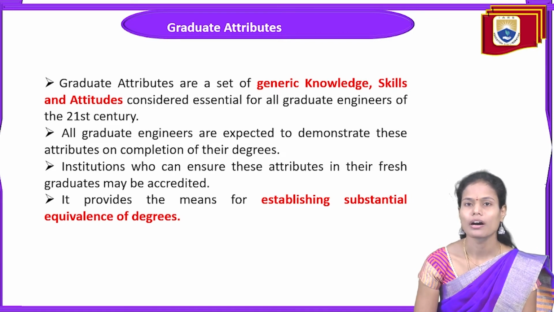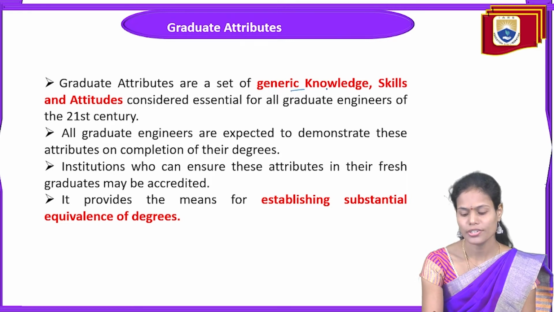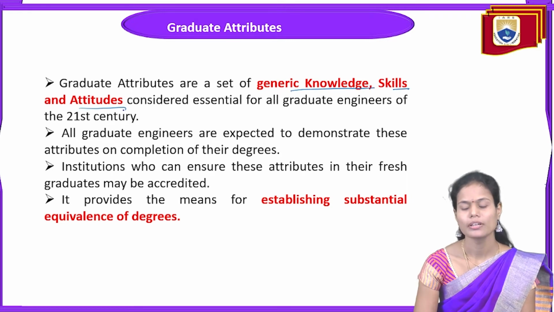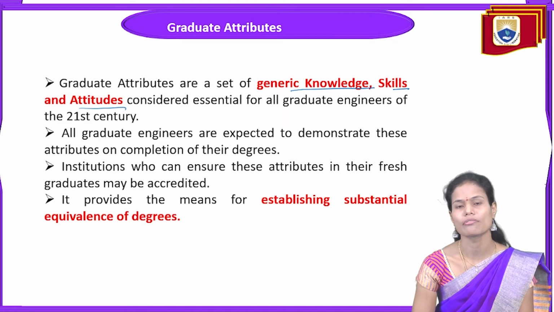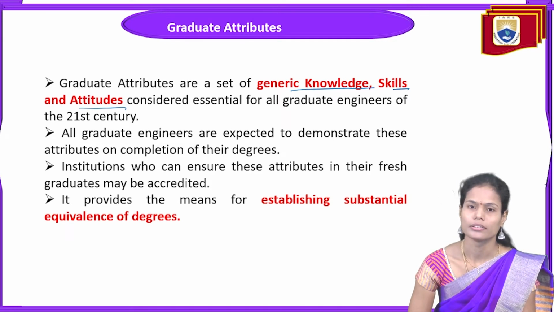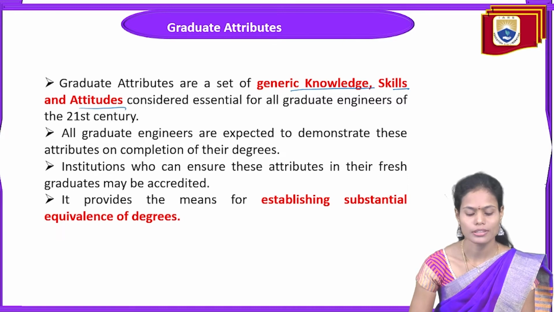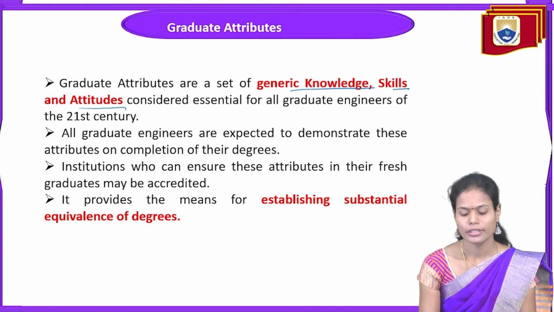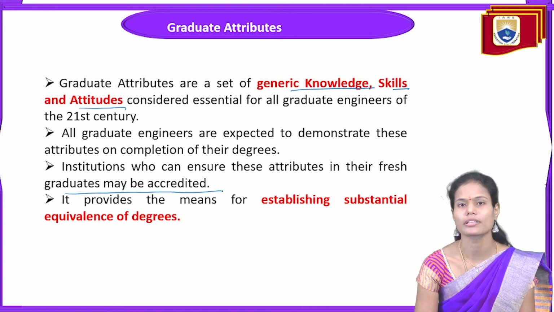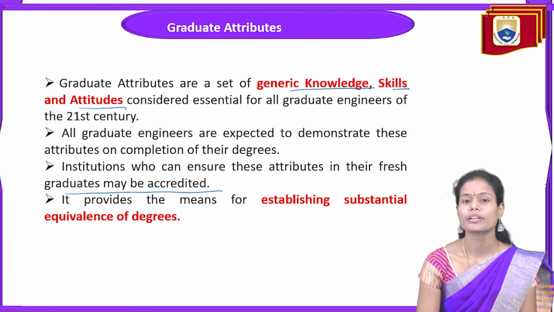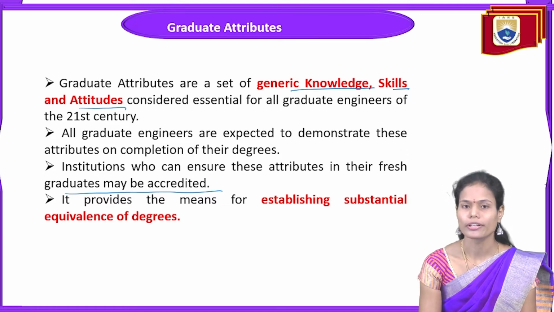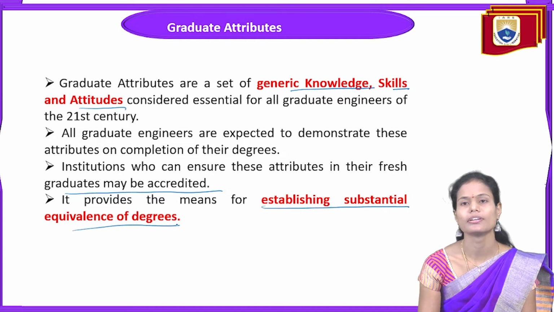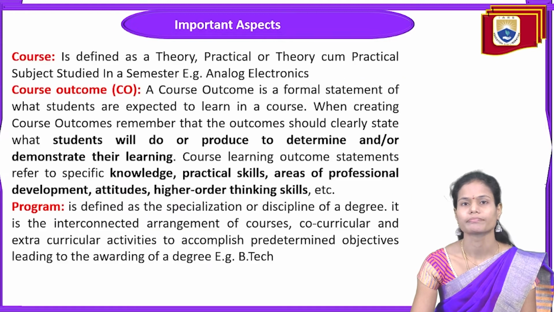Graduate attributes are a set of generic knowledge, skills, and attributes considered essential for graduate engineers of the 21st century. All graduates are expected to demonstrate these attributes on completion of their degrees. So an institution can ensure these attributes in its fresh graduates and may be accredited. That is, if any changes are needed, they can be improved for the further batches joining the institution. It provides the means for establishing substantial equivalence of degrees in all the courses.